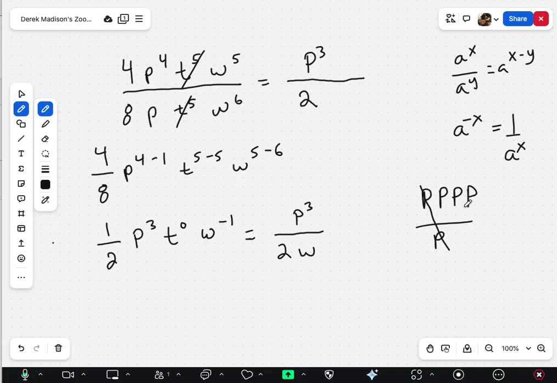And by the same logic as with the p's, if I had 5 w's written out here and 6 w's written out there, and I canceled out 5 of them, I would still have 1 w left in the denominator. So when I have all positive exponents, I prefer to think of it as canceling, and then I don't end up with the weird t to the 0 and w to the negative 1. But it is the exact same thing, and we get a negative in this w because it was supposed to be in the denominator.